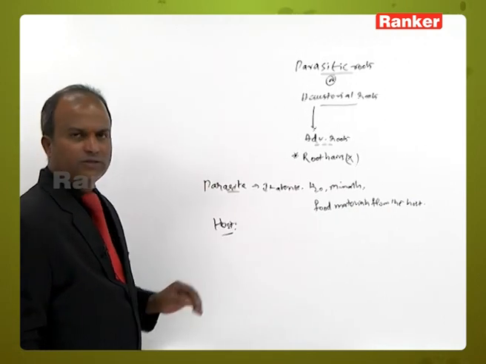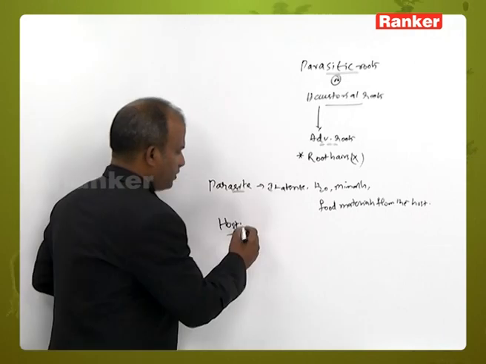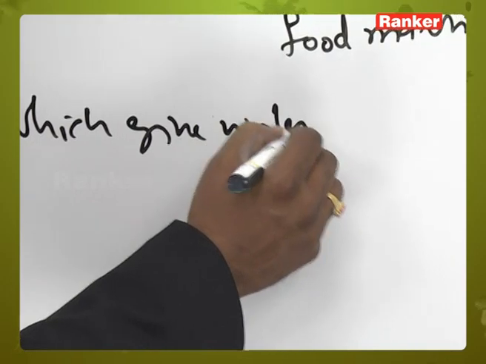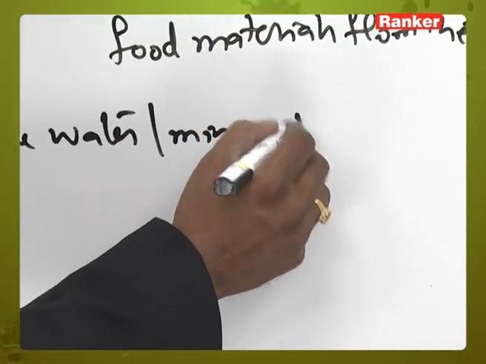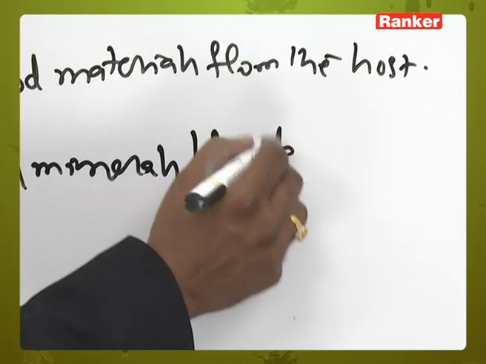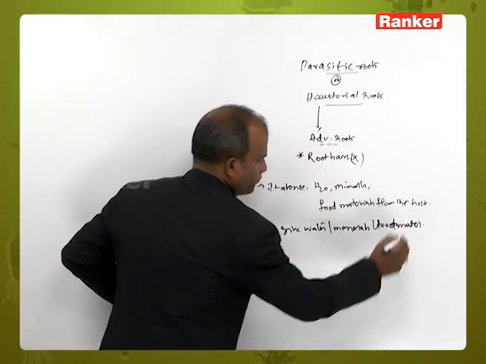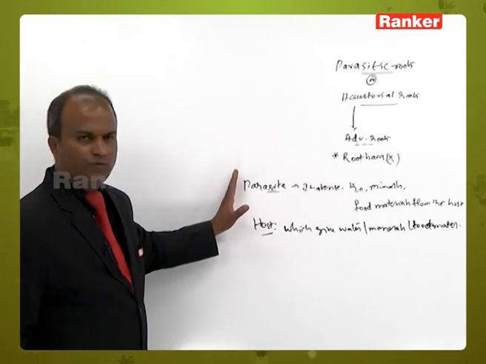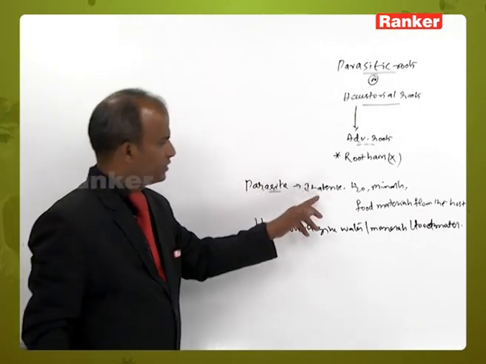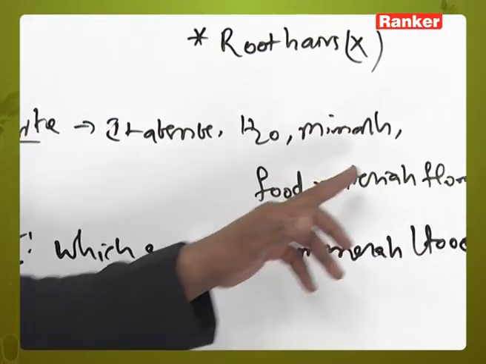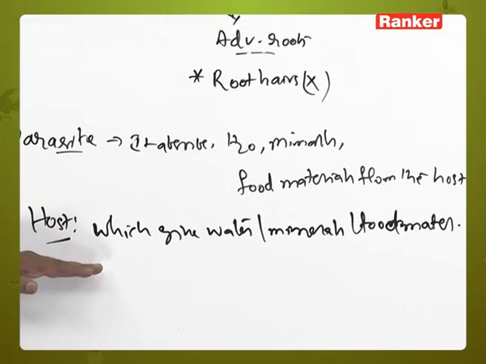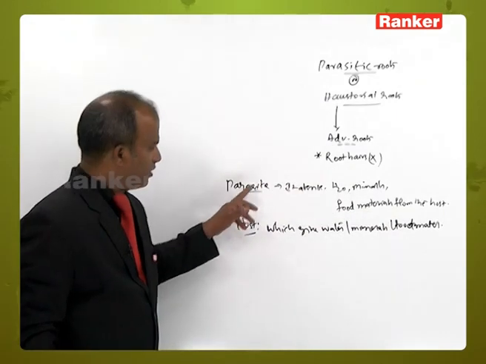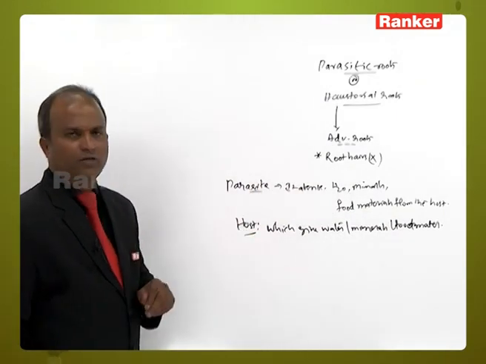But what is meant by host? Host means which gives water, minerals and food materials to the parasite. It is called a host. Is that clear? So what is meant by parasite? It is a plant which absorbs water, minerals and food materials from the host. And host means it is a plant which gives water, minerals and food materials to the parasite. It is nothing but a host.